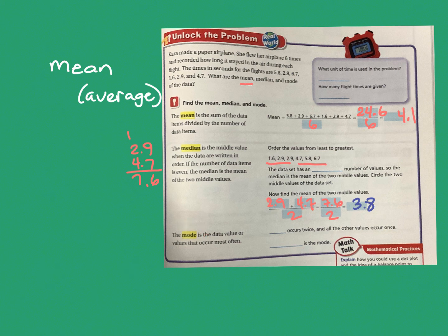Mode is the one that talks about the data piece that is repeated the most. So if you have pieces of data repeated, that would be the mode, the one that is most repeated. Sometimes you have repeated numbers, sometimes you don't. And if you don't have repeated pieces, then you just say there's no mode. But if you do have repeated values, the one that repeats the most often is the mode. Okay, so in this set, when you look at our set here, 2.9 shows up twice. And all the other values only show up once. So 2.9 is the mode.